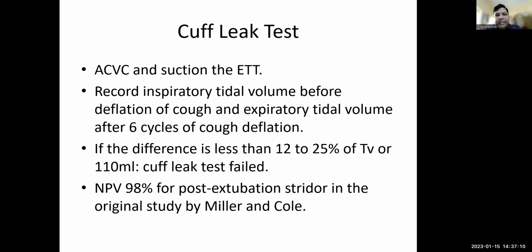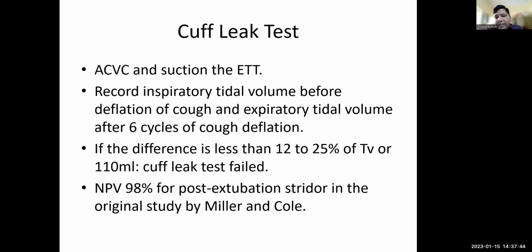How to do a cuff leak test, or what is the test? Before you extubate, keep the patient on an assist control, volume control mode, and suction the endotracheal tube well. Record the inspired tidal volume before deflation of the cuff, and the expired tidal volume after 6 cycles of cuff deflation. Now, if the difference between these two tidal volumes is less than 12 to 25% of the tidal volume that you have given, or is less than 110 ml, then the cuff leak test has failed.